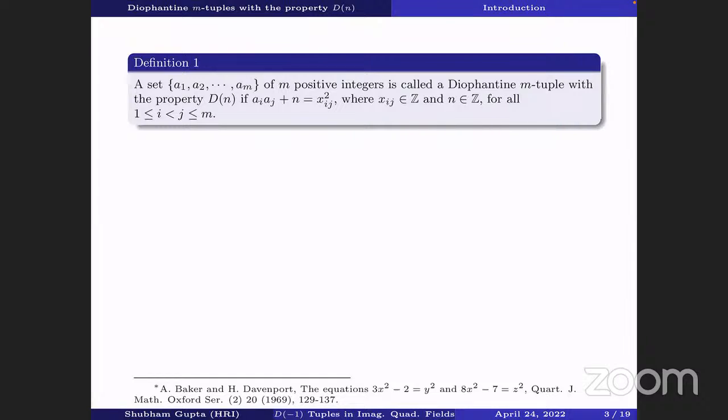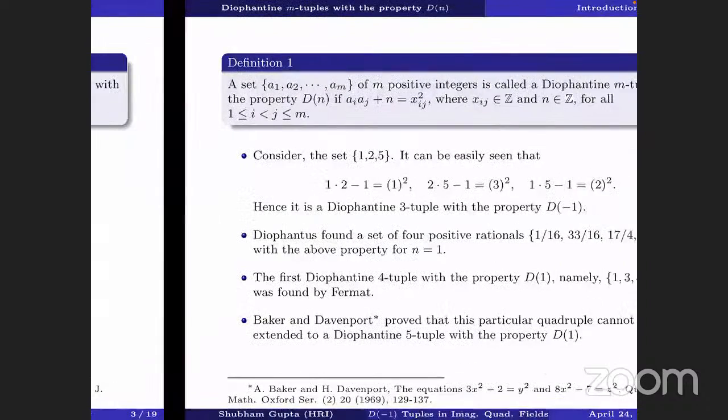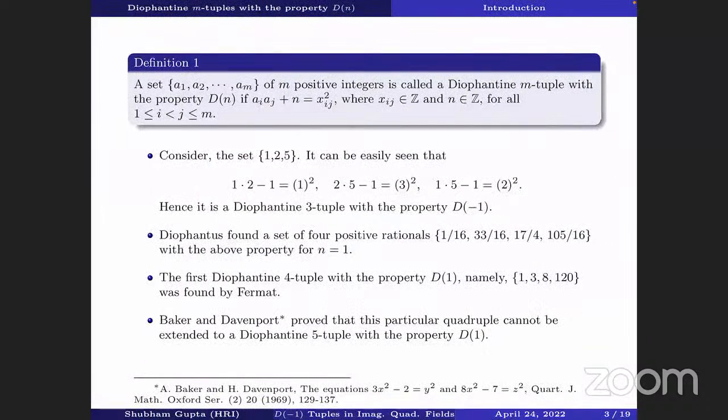A set of m positive integers is called an M-tuple with the property D(n) if, taking any two distinct elements from the set, multiplying them and adding n, the result is a square in Z. For example, consider the set {1, 2, 5}. You can take any two distinct elements, say 1 and 2.